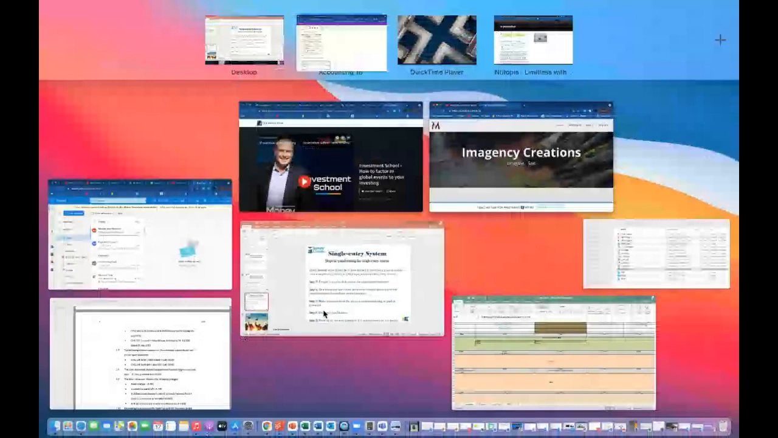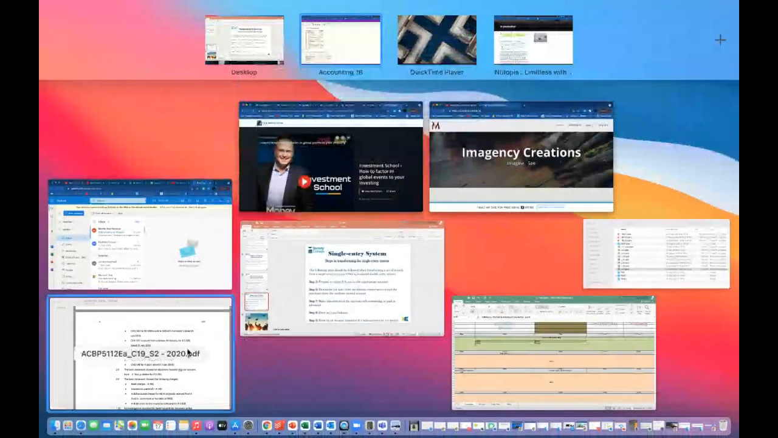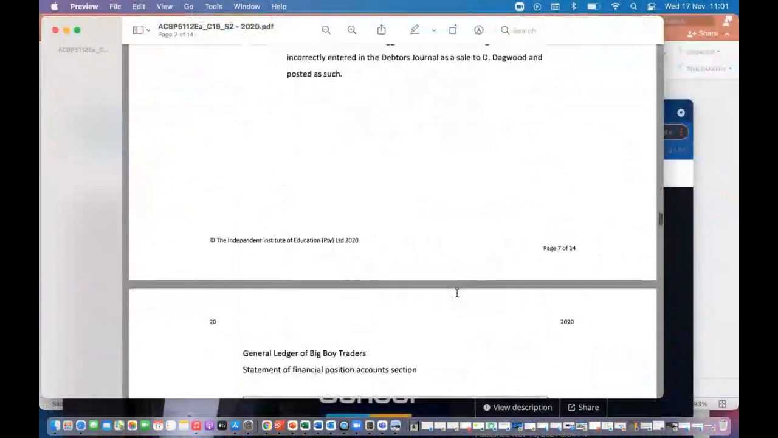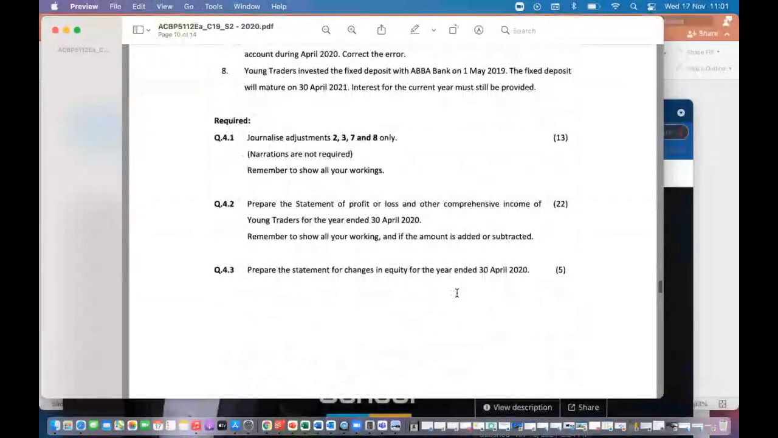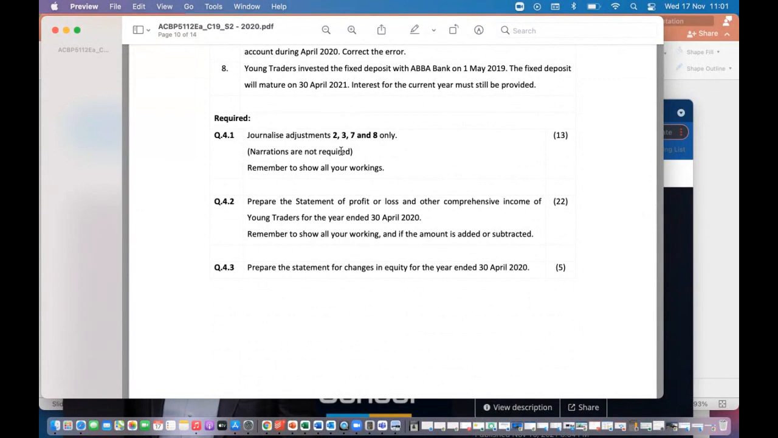Under the required, let's go to the question paper. Let's scroll down to question 4. Under the required, they said generalize adjustments 2, 3, 7, and 8 only. Narrations not required. Remember to show all your workings. So they want you to do journals there. Then prepare the statement of profit and loss and other comprehensive income for the year ended 30 April 2020.